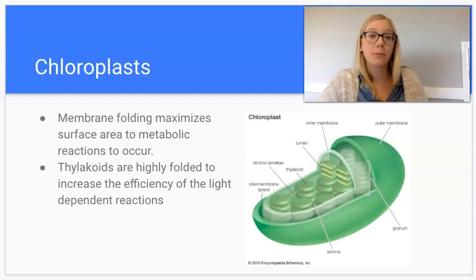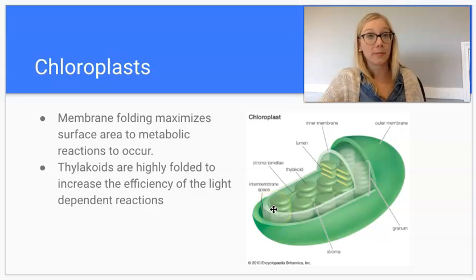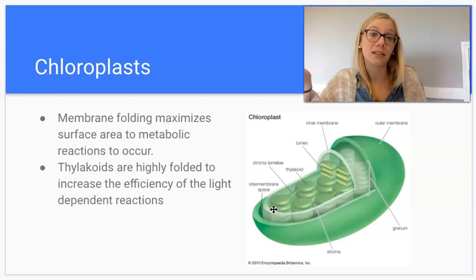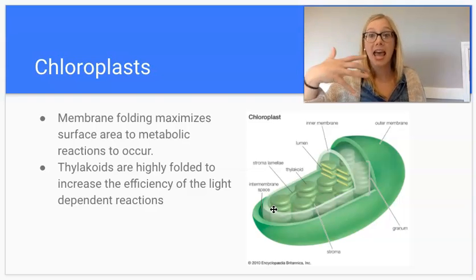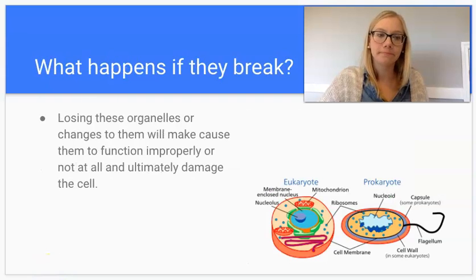Chloroplasts also have folding in the thylakoid that helps metabolic reactions occur there. They're really folded too, to allow the light dependent reactions to happen more quickly and efficiently, with more space, more surface area in order to do it, which is beneficial to the cell.